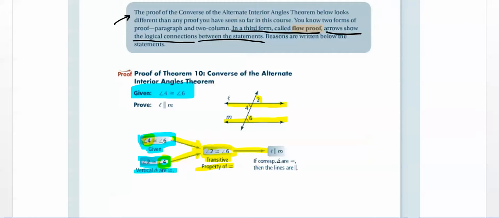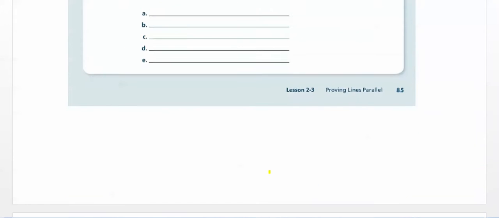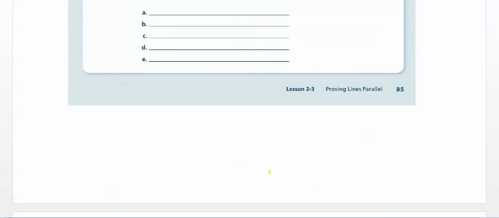But if you don't want to name it, you can just describe what it says like they did. They say if corresponding angles are congruent, then the lines are parallel. Or you could just say converse of the corresponding angles theorem. All right, next page, we're looking at page 85.